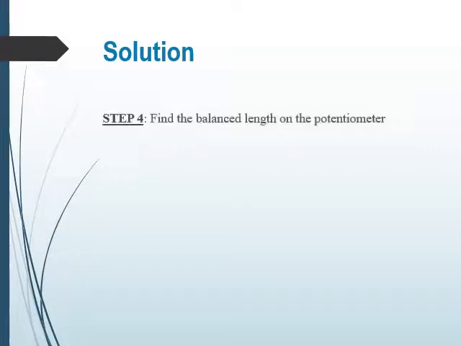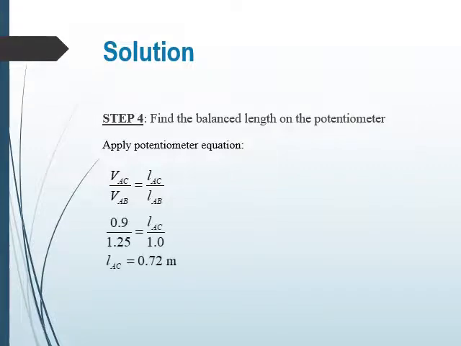Now that you have VAC and VAB, let us proceed to the final step. Step 4, find the balance length on the potentiometer by applying the potentiometer equation. In this case, we have VAC over VAB equals LAC over LAB. Substitute the values into the equation and you will get LAC equals 0.72 meter. That is the final answer for question 2.